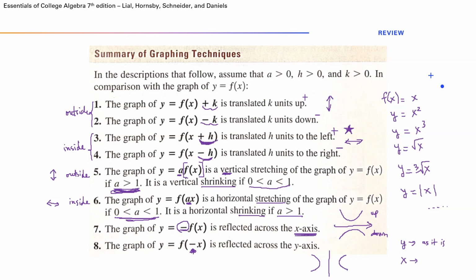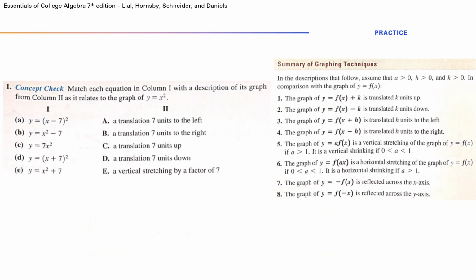Alright, let's start to practice some questions. In this question, y equals x squared is the parent function. So it looks like f of x equals x squared. And it's easier to rewrite it with the x inside parentheses and then squared outside like that.